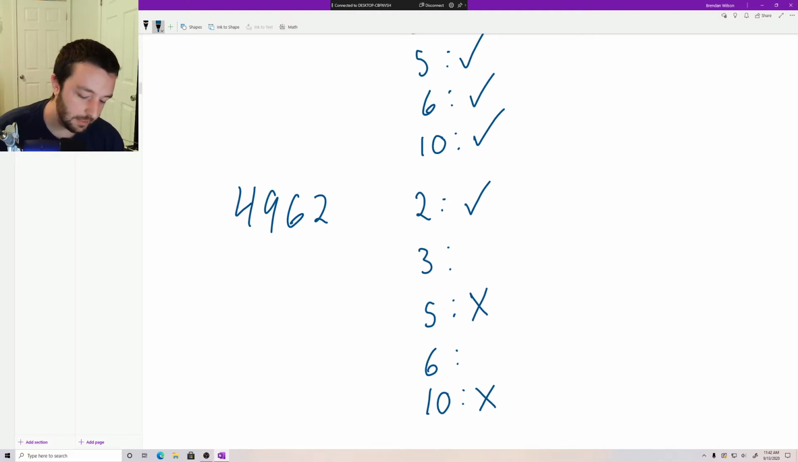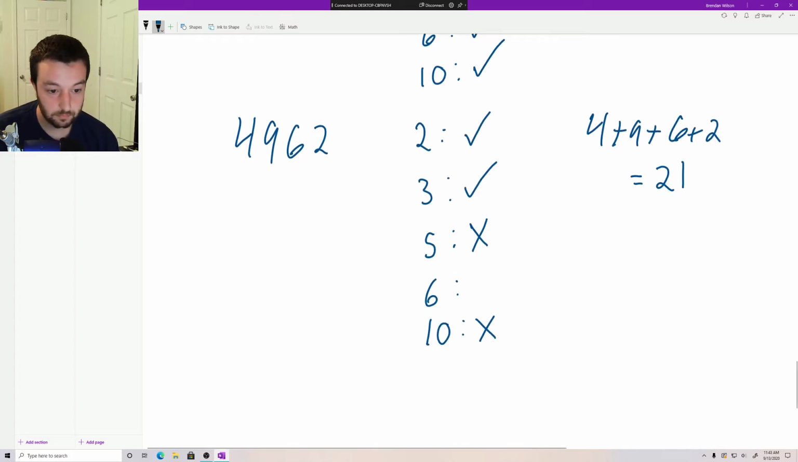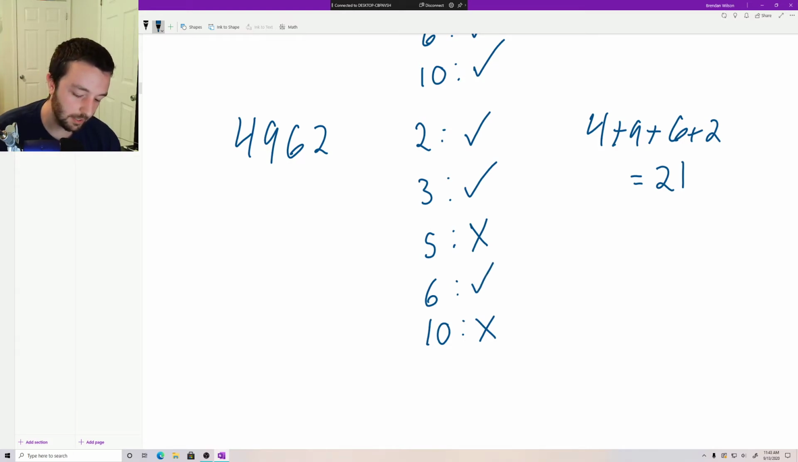For 3, we have to add the digits again. 4 plus 9 plus 6 plus 2. So 4 plus 9 is 13, plus 6 is 19, plus 2 is 21. Is 21 divisible by 3? Yes. When we do 21 divided by 3, we get 7, no remainder. So it is divisible by 3. That means that because it's divisible by both 2 and 3, it's also divisible by 6.